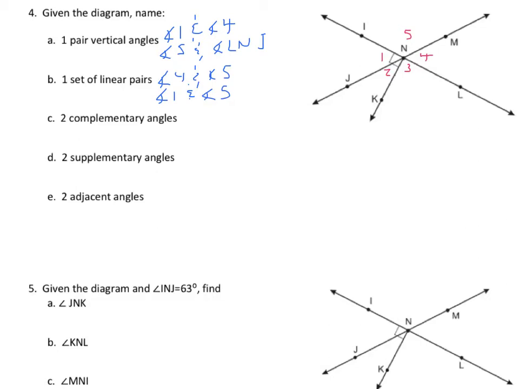Two complementary angles. Complementary means adding up to 90 degrees. There's a box in here that can help us locate this situation. The two angles that make up that right angle is angle 1 and angle 2.